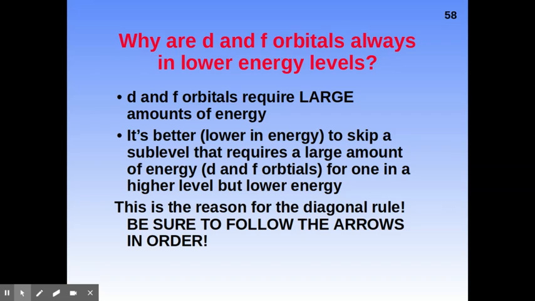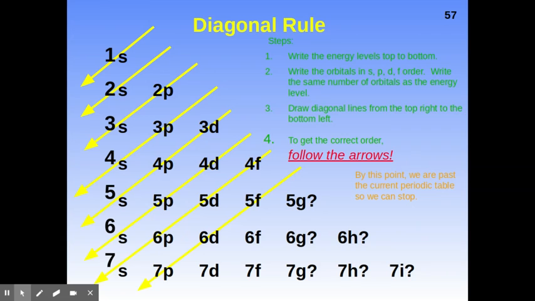Why are the d and f orbitals always lower energy levels? Okay, when we show you the periodic table method in a second, this will make a little more sense. But remember, electrons are trying to get to their lowest energy state, as close as they can get to the nucleus, where they don't have to have as much energy. So sometimes they can sneak in a little bit closer, like the 3s.